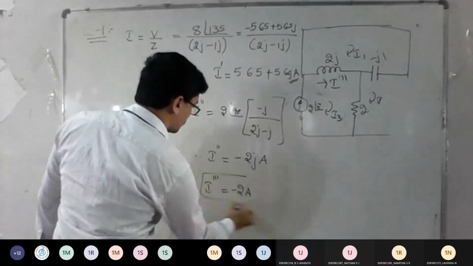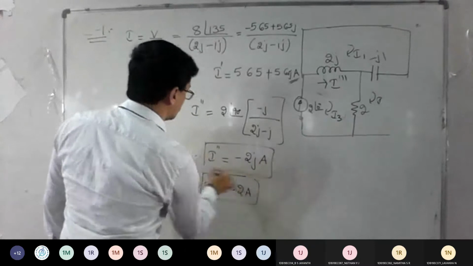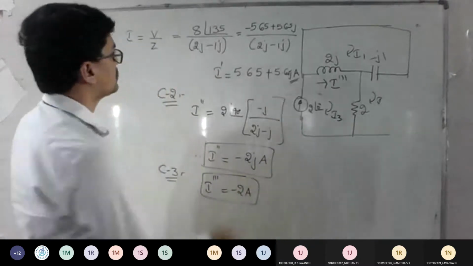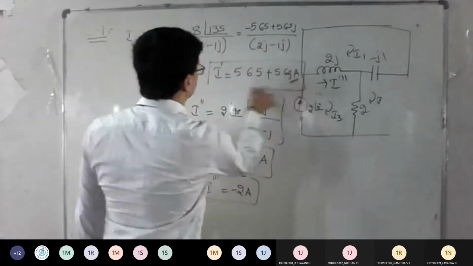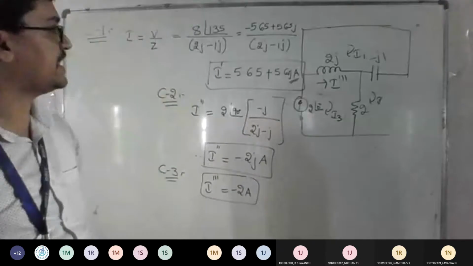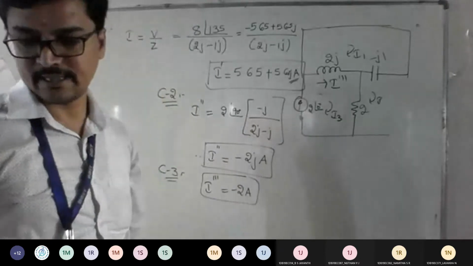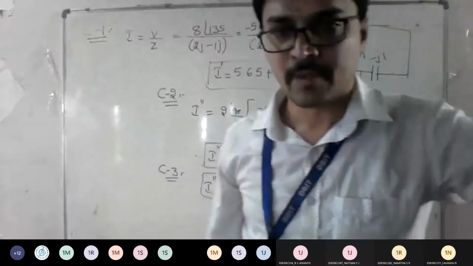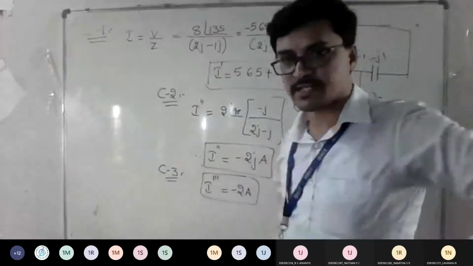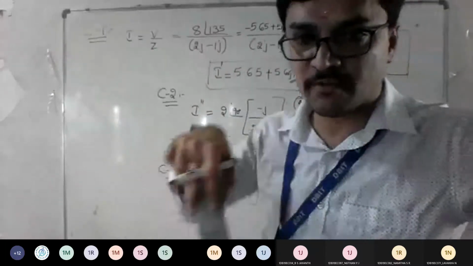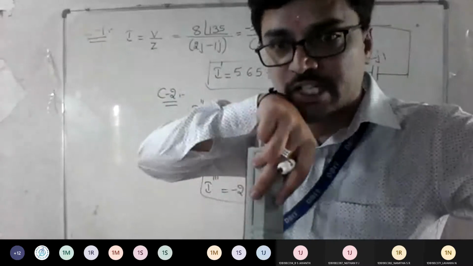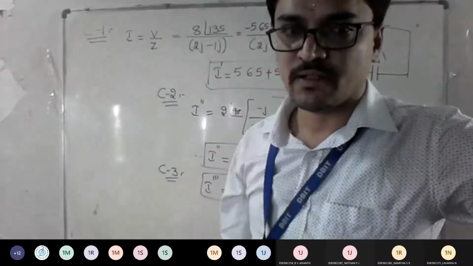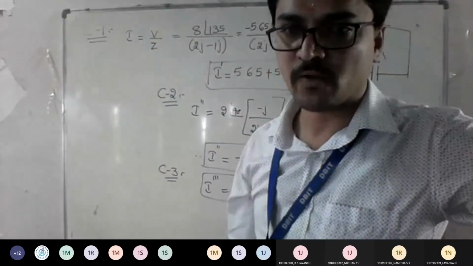So others, just check. Whatever answers we got, is it matching? These are all the 3 answers we got: I dash, I double dash and I triple dash. Any doubts, anyone till here? Everyone got how to find individual currents? Try to solve such kinds of AC analysis problems. It will be easy for you. Shall we proceed? Any doubts?